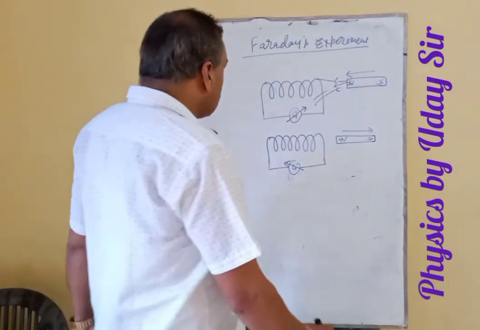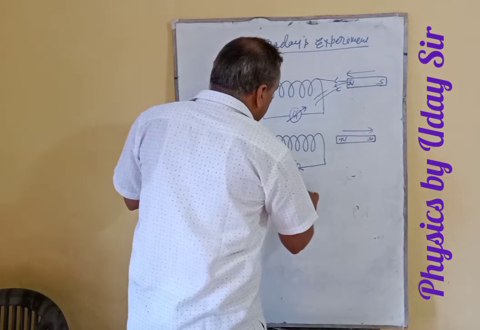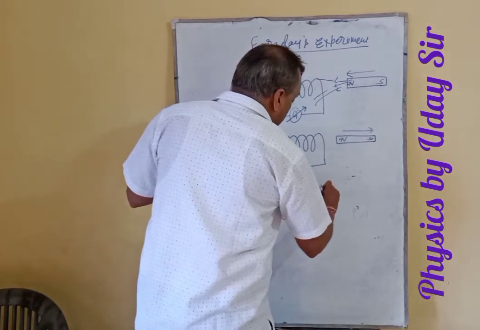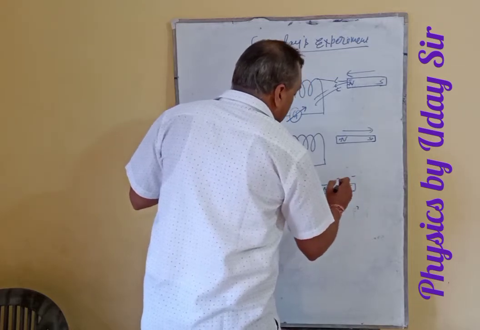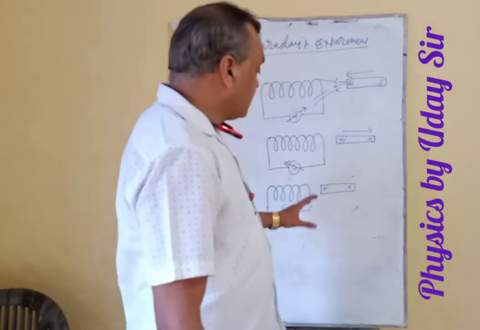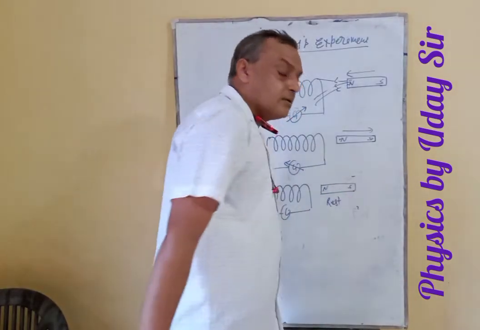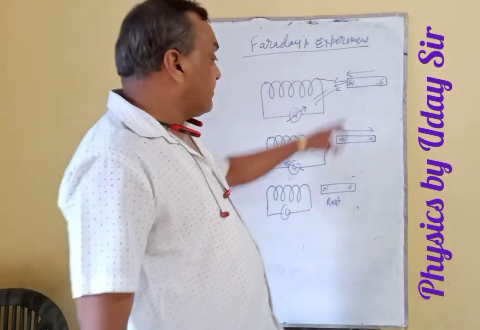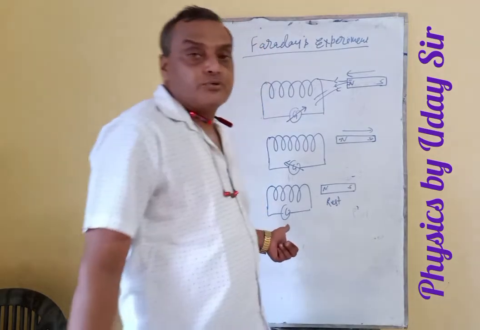Okay. Third, he observed that when a magnet is brought to rest, even a strong magnet, not moving, at rest, there is no deflection. That means what? Whenever the magnet is in motion, only then is induced current produced.